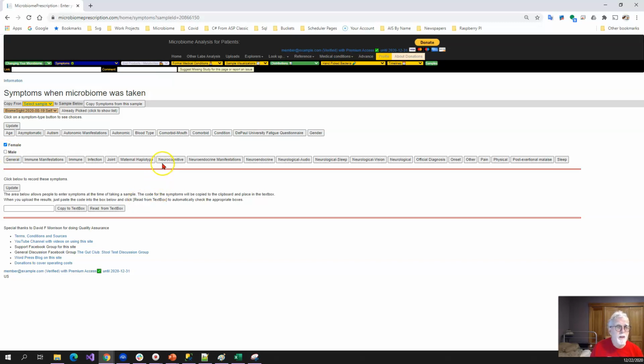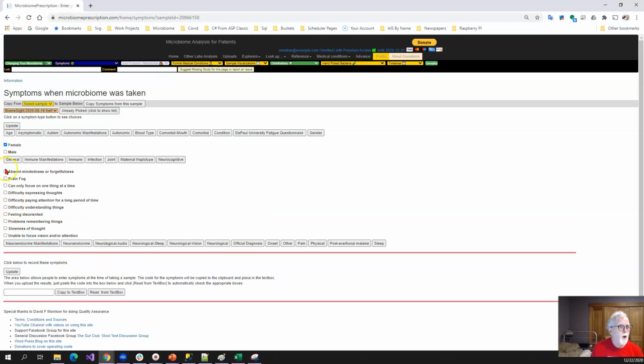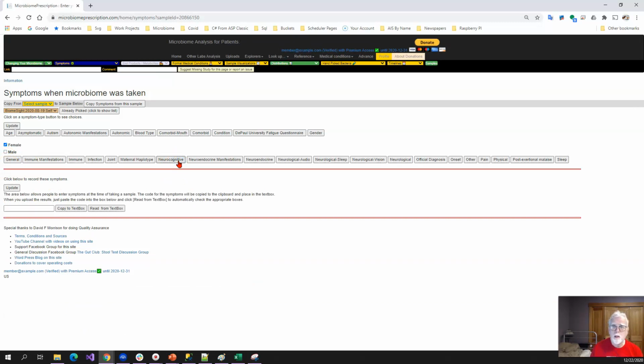So we have things like neurocognitive, brain fog, absent-mindedness, monofocus, slowness of thought, unable to focus, vision or attention. Again, mark the ones which are appropriate, and collapse them afterwards. By doing the expanding and collapsing, I have found most people are less overwhelmed by the list of symptoms, because if I expand all of them, it gets to be a very, very long page.